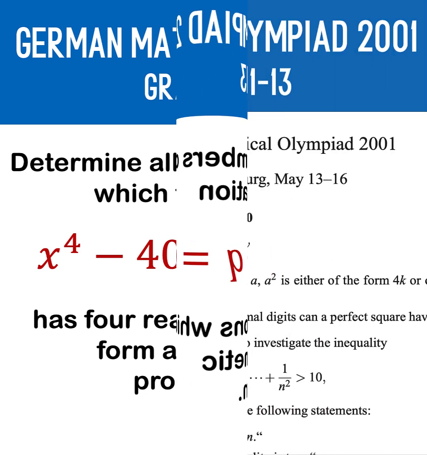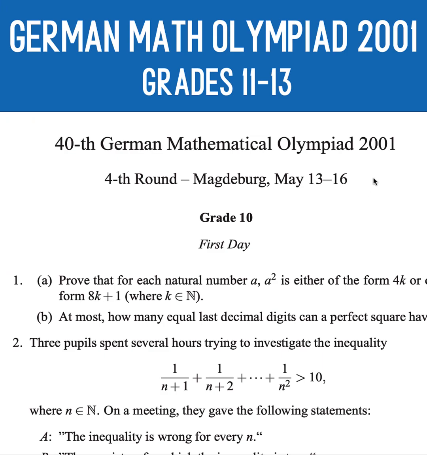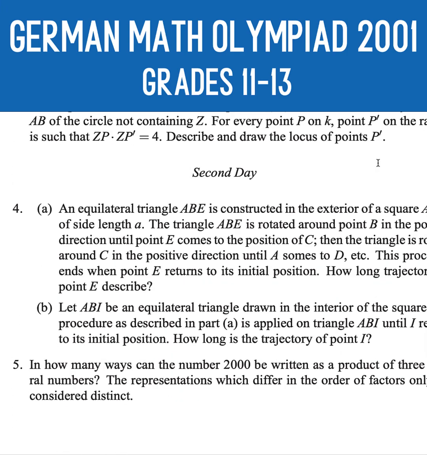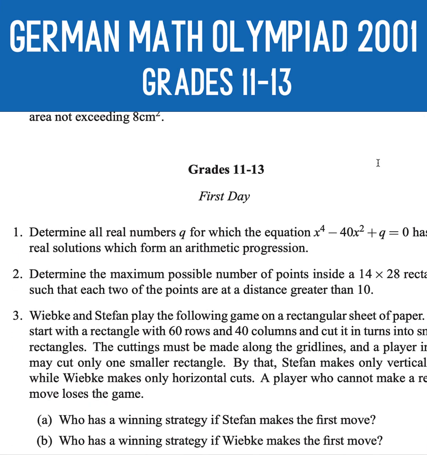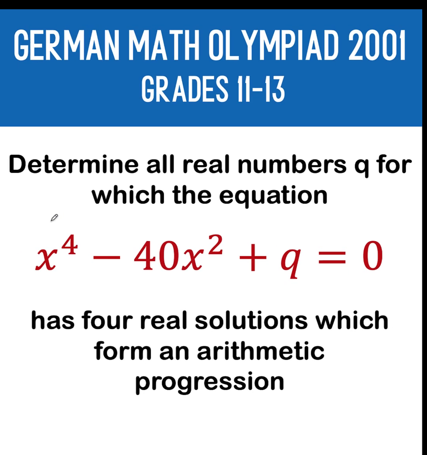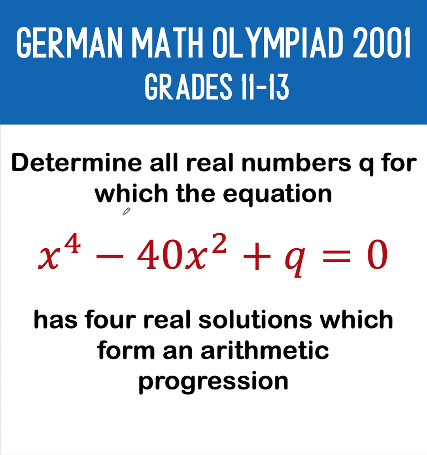This is taken from the 40th German Mathematical Olympiad given in 2001, and this appears for grades 11 to 13, first day, problem number 1. And here's the problem. Determine all real numbers q for which the equation x to the fourth minus 40x squared plus q equals 0 has 4 real solutions which form an arithmetic progression. So we are after the value of this q. You can pause the video and see if you can solve this German Math Olympiad problem.